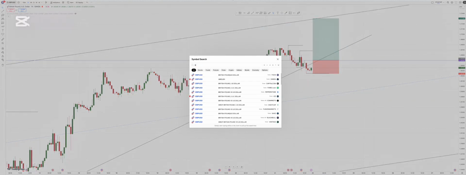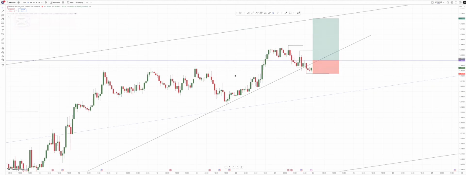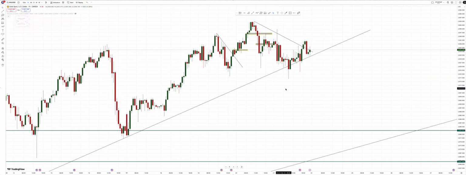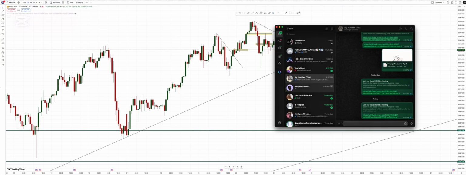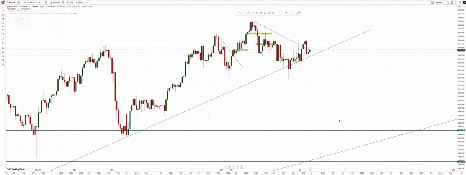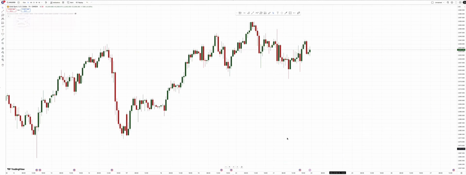This is on GBP USD. People love gold, XAUUSD, so let's go on gold. On gold, I'm already seeing one potential move. Let's try that out. Sorry, let's remove drawings.